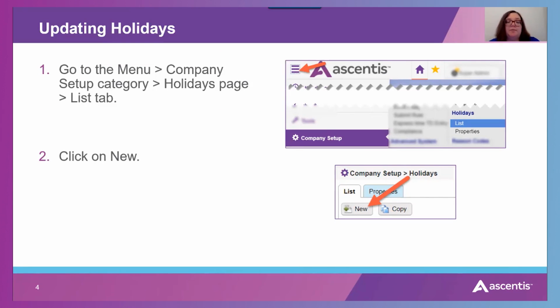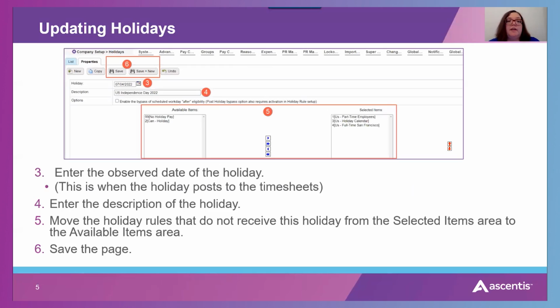Going into the company setup category, going to our holidays page and clicking on new, and then entering in the important information. Making sure we enter in the date that the holiday is observed. So keeping in mind that if your holiday falls on a Saturday or Sunday when your organization is not open, you may need to change that holiday date to be when it's observed, the preceding Friday or the following Monday.